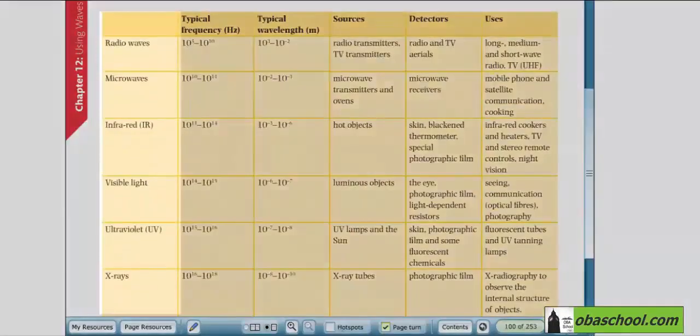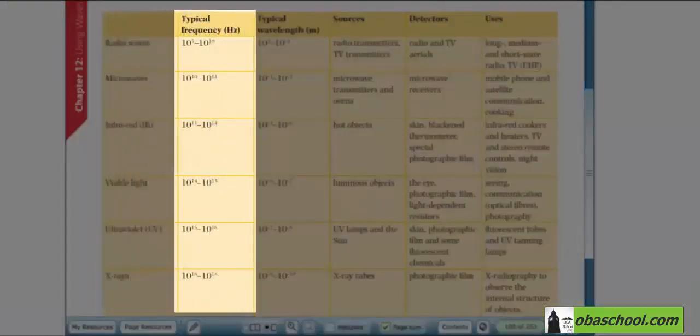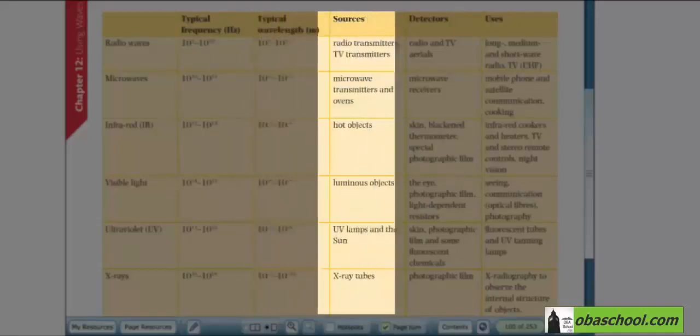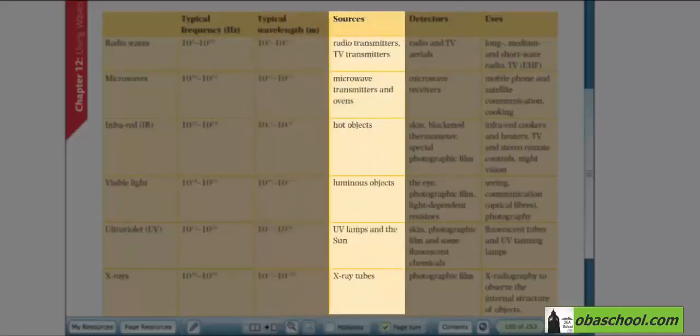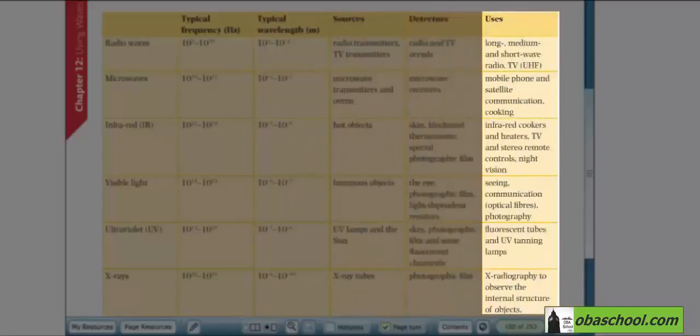These are the types of electromagnetic waves, and then here's their typical frequency in hertz, i.e. the range of frequency each type of wave can propagate in, and their wavelength in meters, because each type has different wavelengths than the other, as we said. Here are the sources of each electromagnetic wave specified and their detectors, as well as some of their uses, so we can understand the idea more.